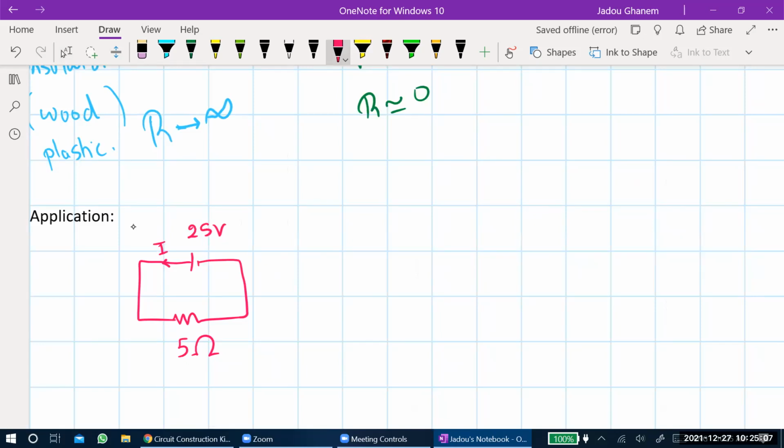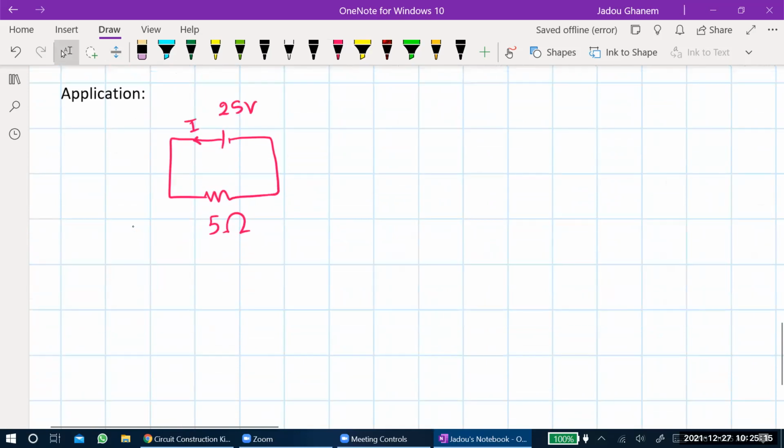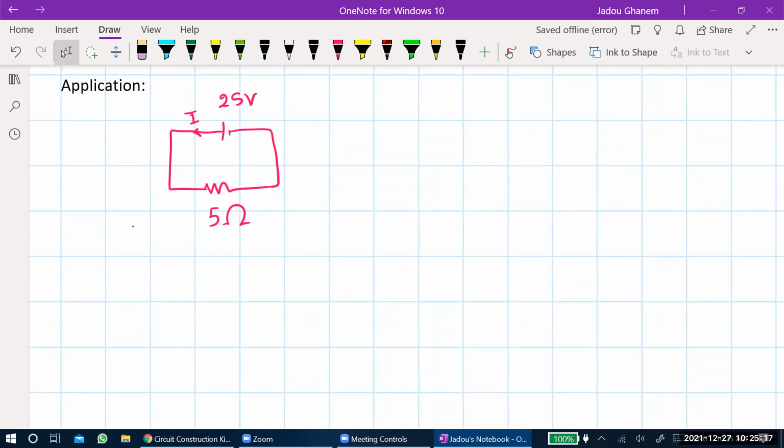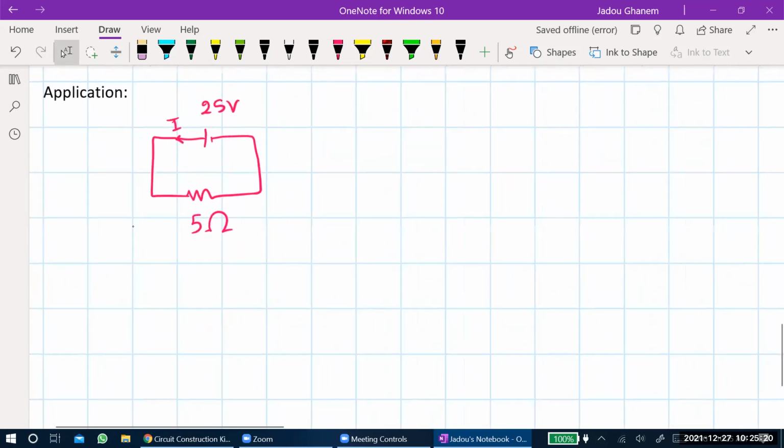Okay, let me just ask you, how can you find the current here in this case? The current would be V over R, which is 25 over 5. Great, we're going to get 5. So here we just find the current I by dividing the voltage, which is 25, over the value of the ohm, or the resistance, which is 5 ohm.